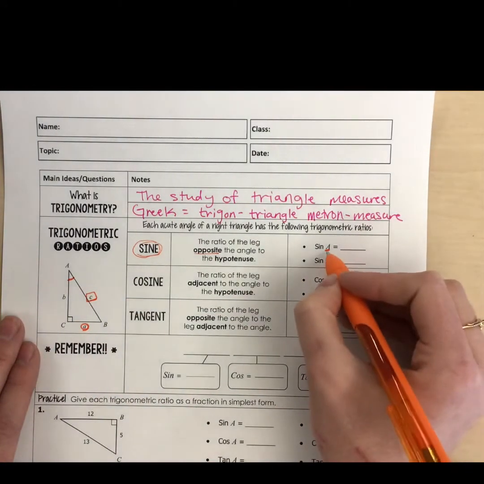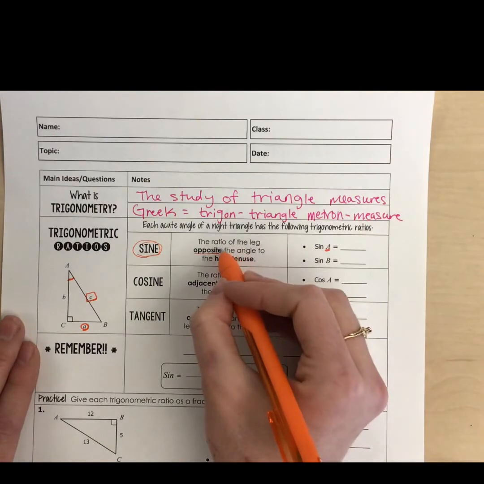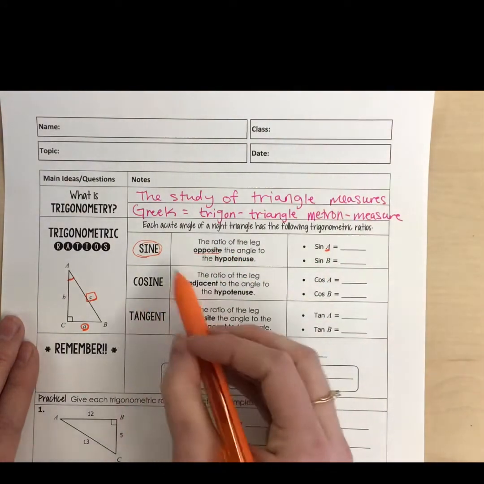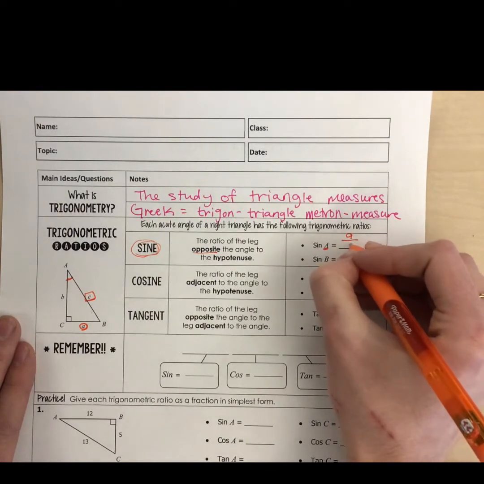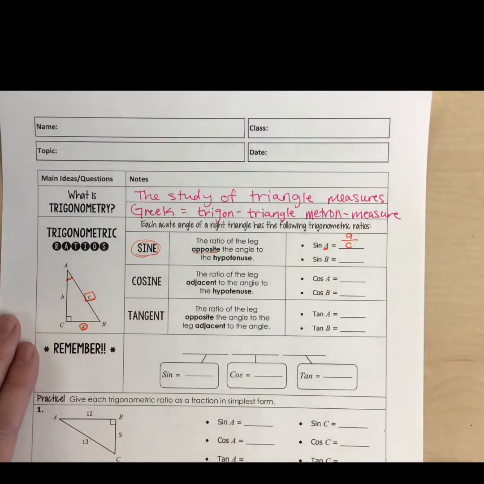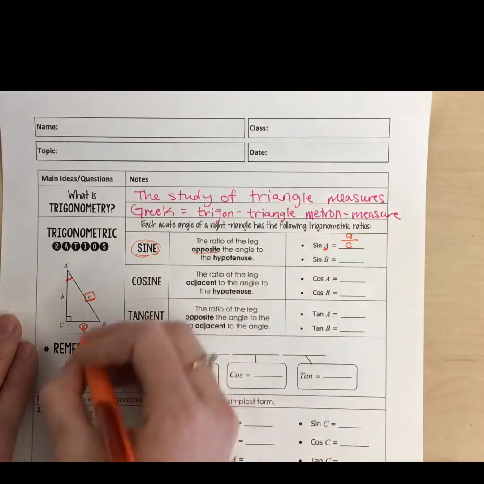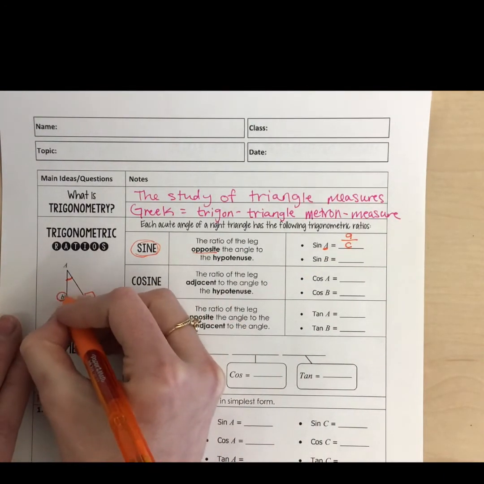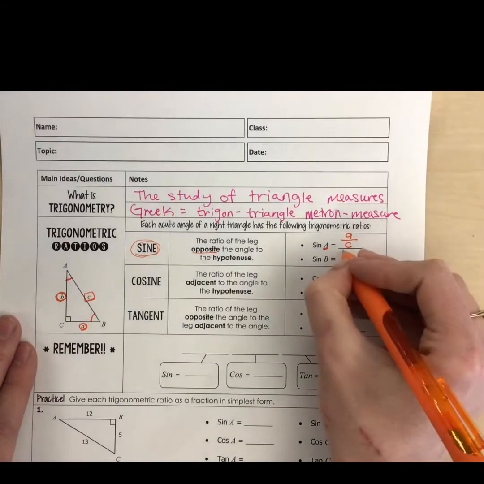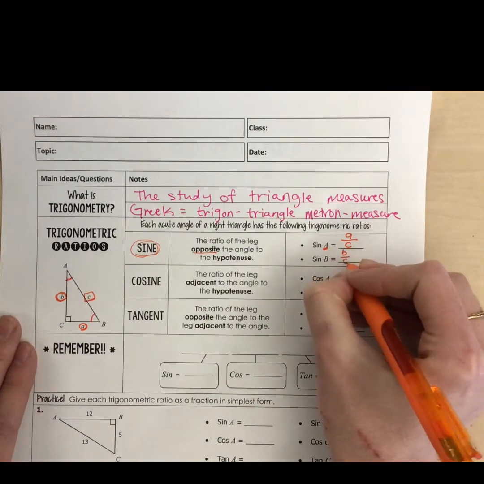So the way we would write sine A as a ratio is to just write a fraction of the opposite leg over the hypotenuse. In other words, we would just have a over c. Similarly, you'd see the same thing for angle B, except the leg that's opposite of B is little b. So we would have b over c.